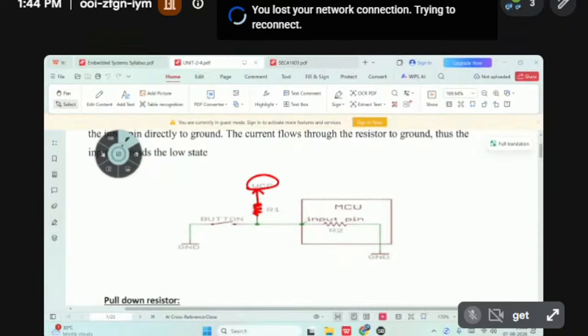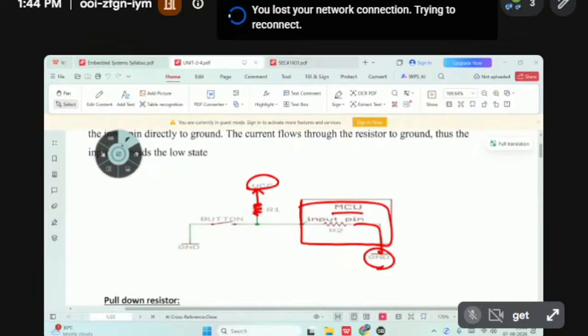Taking another resistor, I have given a connection to the ground. Whenever we have a high current, that current should be passed to the ground level only. If I connect the entire thing like this, I may call it the MCU. It will be used as a microcontroller unit.